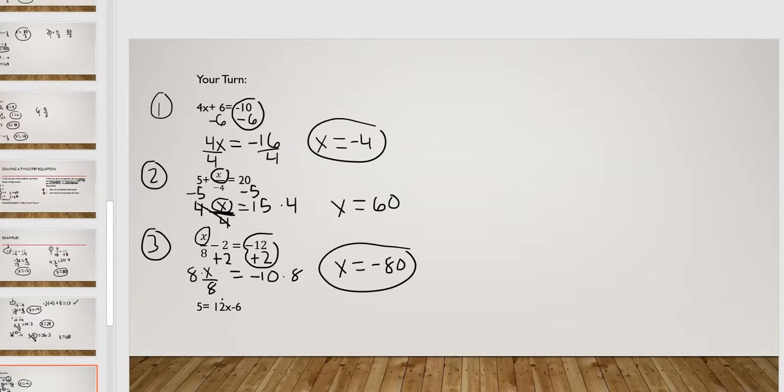And then on the last one, we're solving for the x. We get rid of the subtract 6 by doing a plus 6. We do that on both sides. So we get 11 equals 12 times x. And then our last step would be to divide by 12 on both sides.